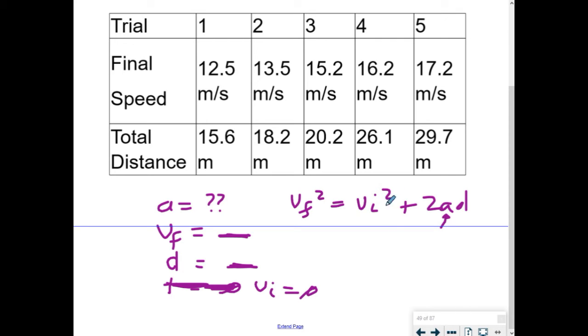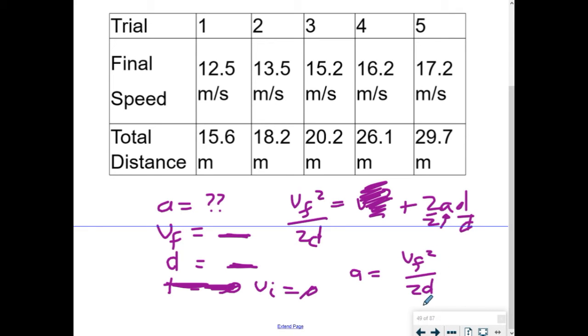How do we algebraically isolate for A? Well, wasn't VI 0? Didn't I tell you that we're starting at rest to make it simple? Can I just cross that out then? Is that cool? So it's actually pretty easy. How do you solve for A? Divide both sides by 2 and D. I now have my formula. Acceleration is velocity final squared divided by 2 times distance.